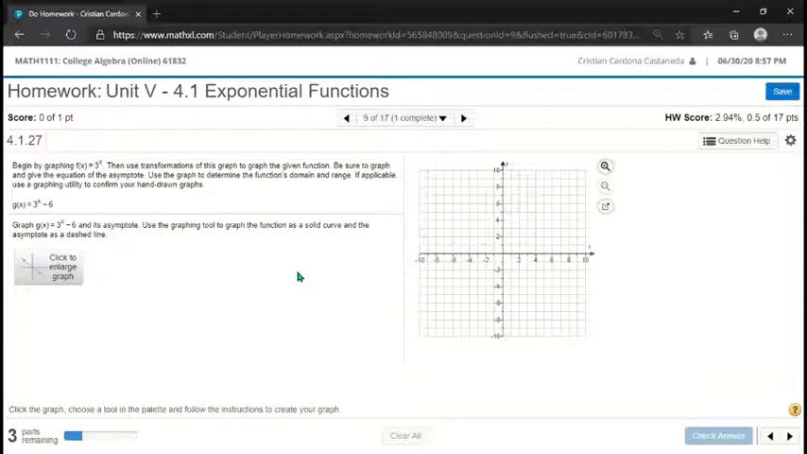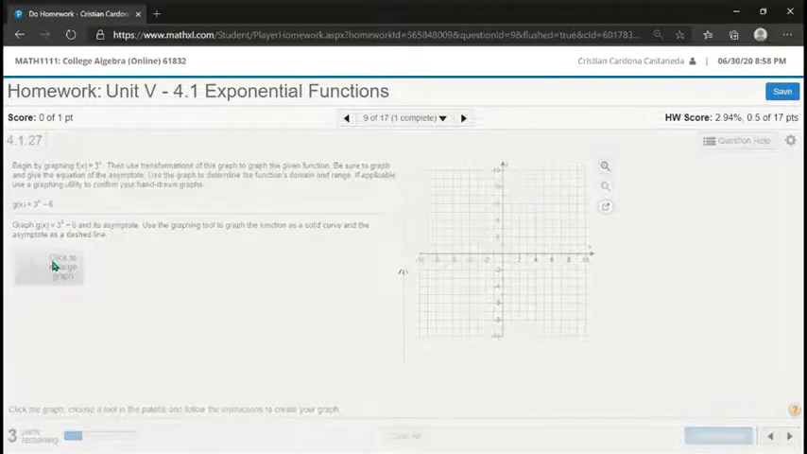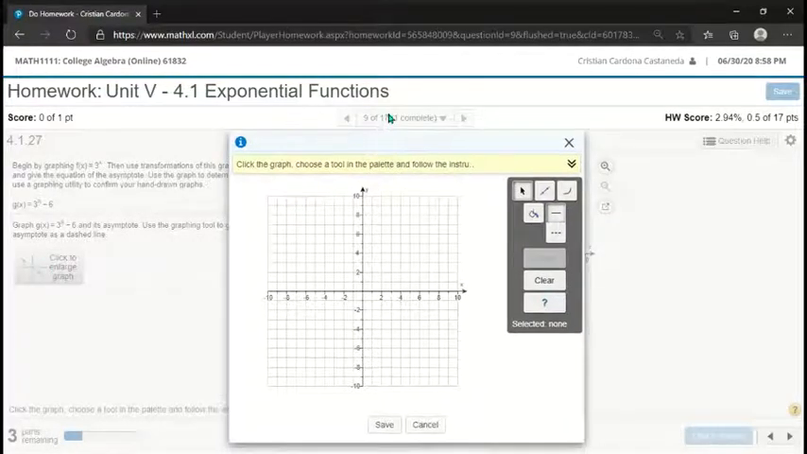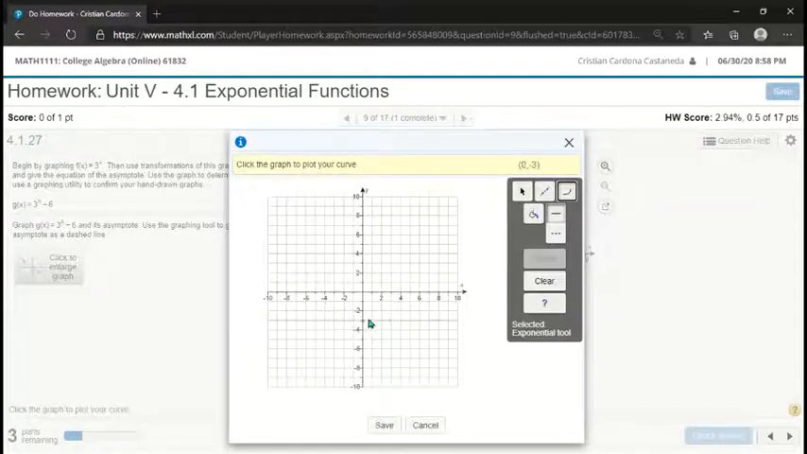Alright guys, in this video we're going to graph exponential functions. And so here we have the function g of x equals 3 to the power x minus 6. What I like to do usually is use the graphing tool. Since we're going to graph the exponential function and its asymptote, first I'm going to start with the exponential function. So I am going to just click the exponential tool and click anywhere on the grid.